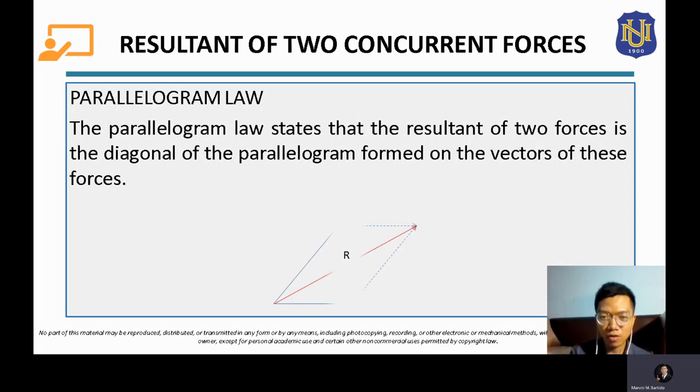Let's say we have two forces. As I've mentioned in the previous discussion, if you have two forces, let's say this force and this force, and if we offset these forces, the offset of this force is this one and this one. So it formed a parallelogram. Now, the diagonal of this parallelogram, which is this one, will be the resultant of these two forces.